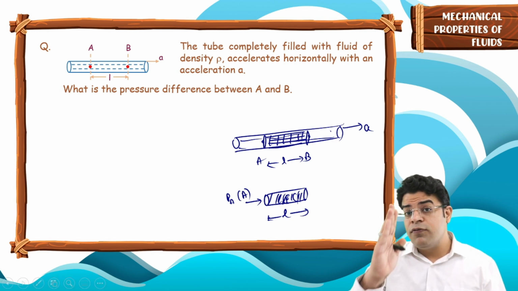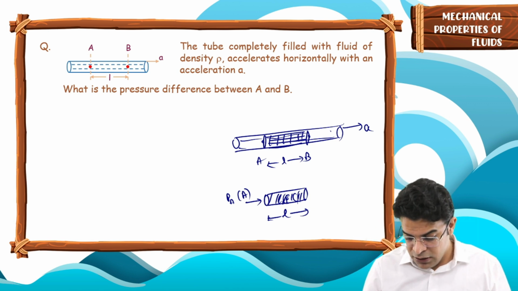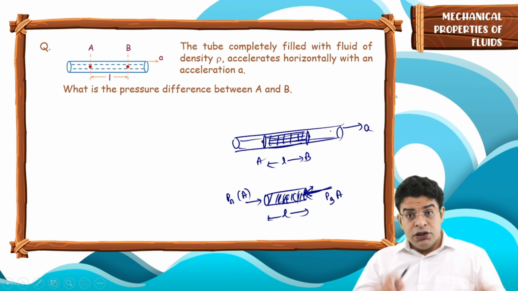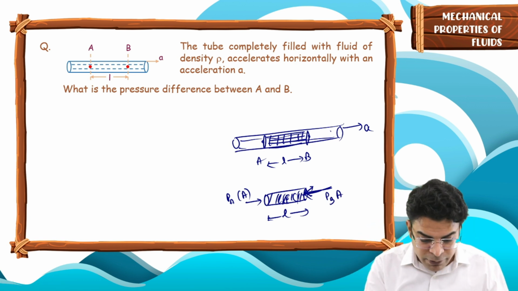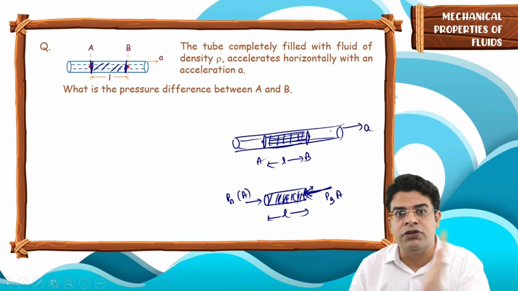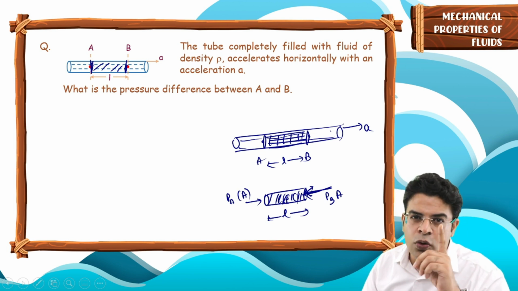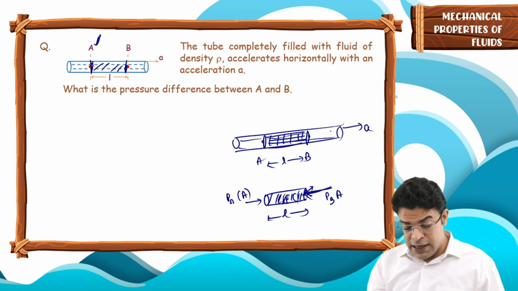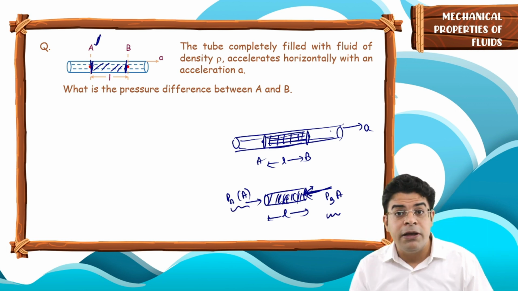And because of the fluid on the right of B, the molecules will come, they will collide and they will bounce back. So they will apply a force towards left, and that will be equal to PB into A. Since this much part of fluid trapped between A and B has a net acceleration towards right, it should have a net force on it towards right. And for the net force towards right, the pressure at A has to be more. So PA into A comes out to be more than PB into A.